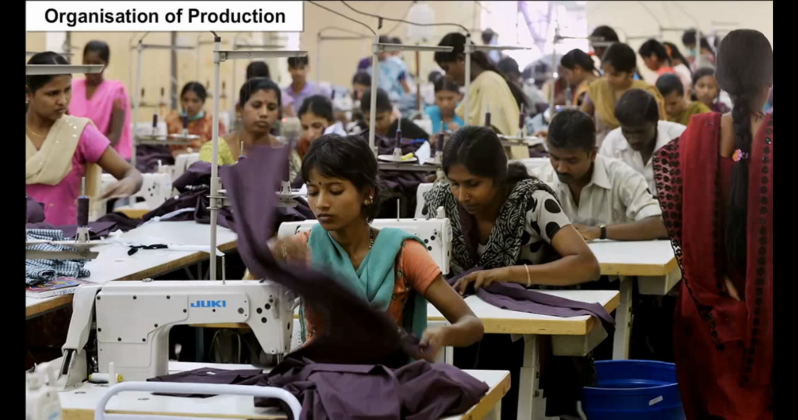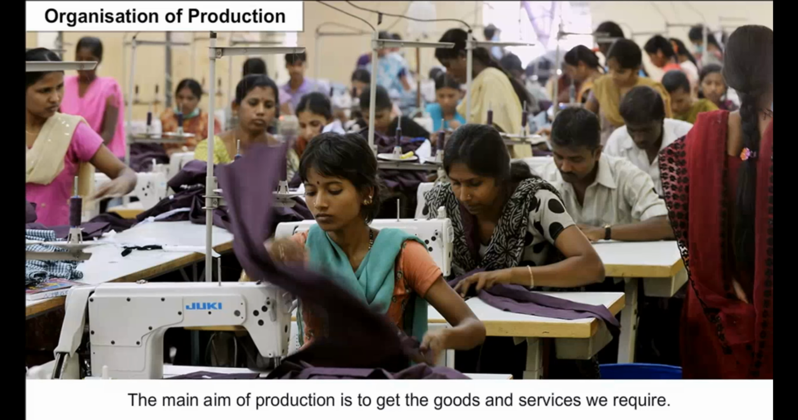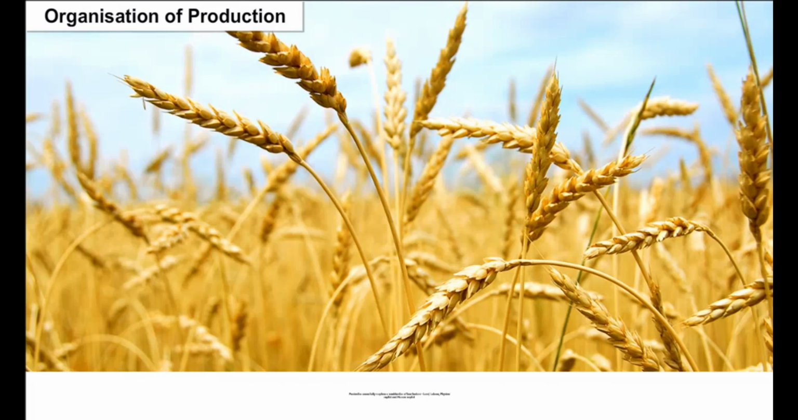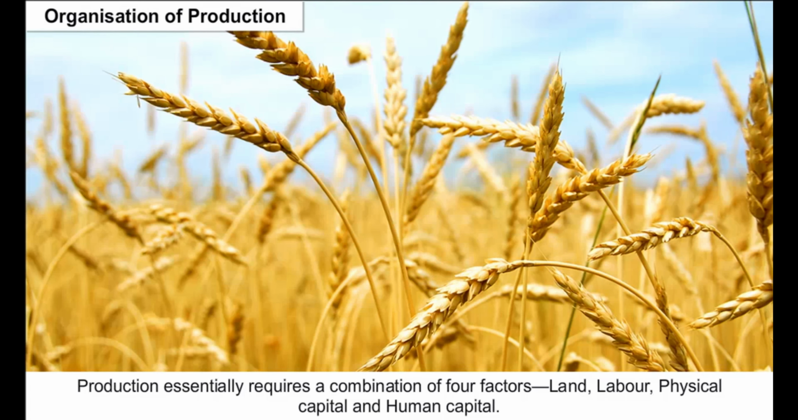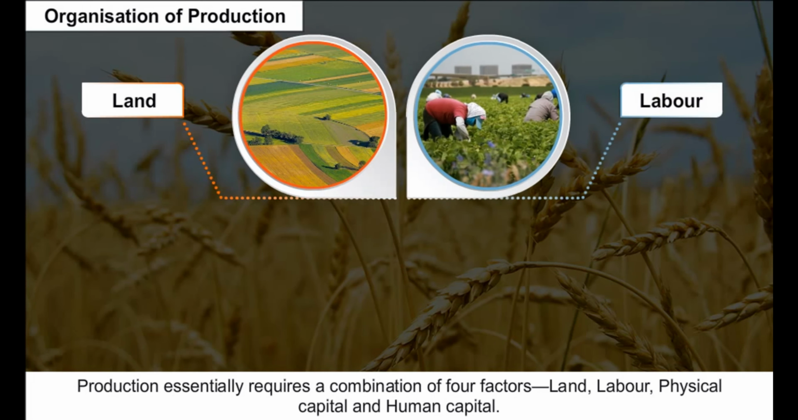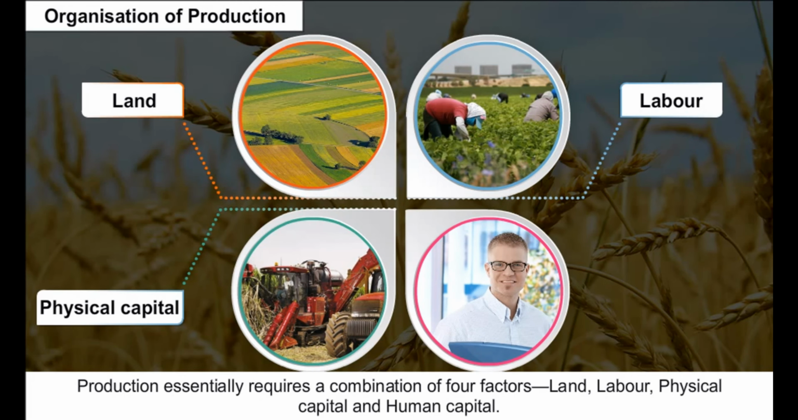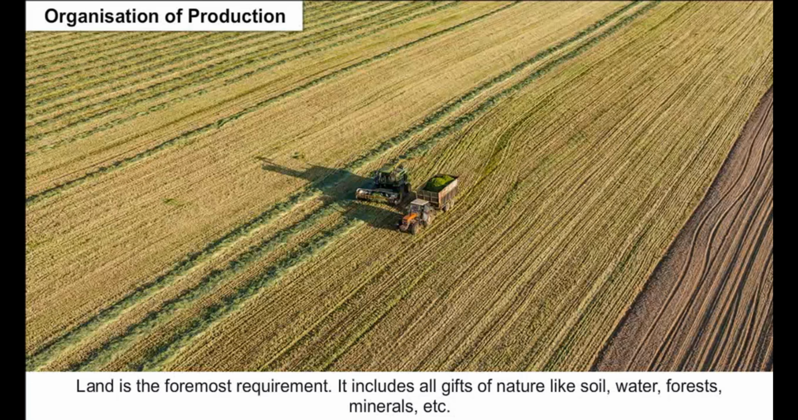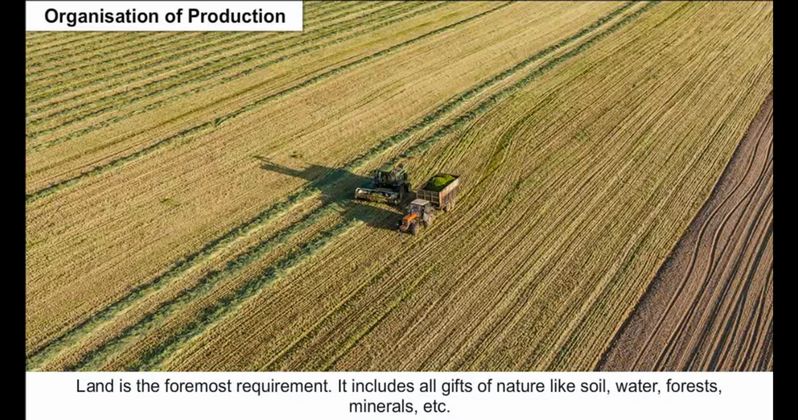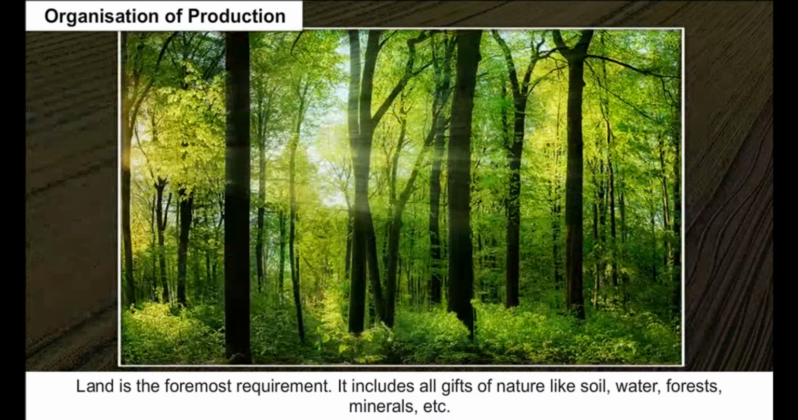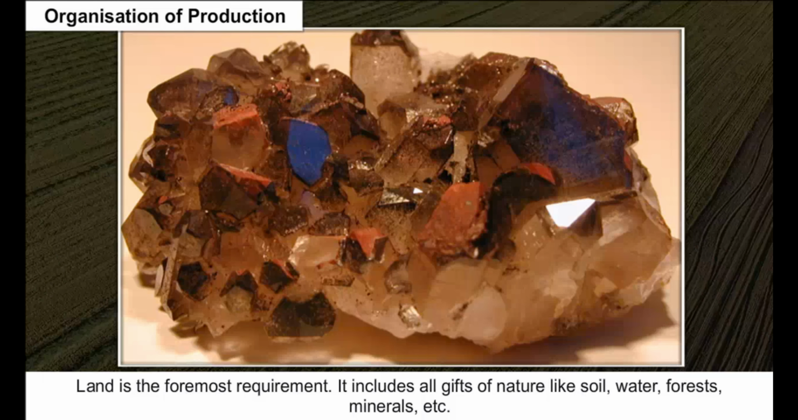Organization of production. The main aim of production is to get the goods and services we require. Production essentially requires a combination of 4 factors: land, labor, physical capital, and human capital. Land is the foremost requirement. It includes all gifts of nature like soil, water, forests, minerals, etc.